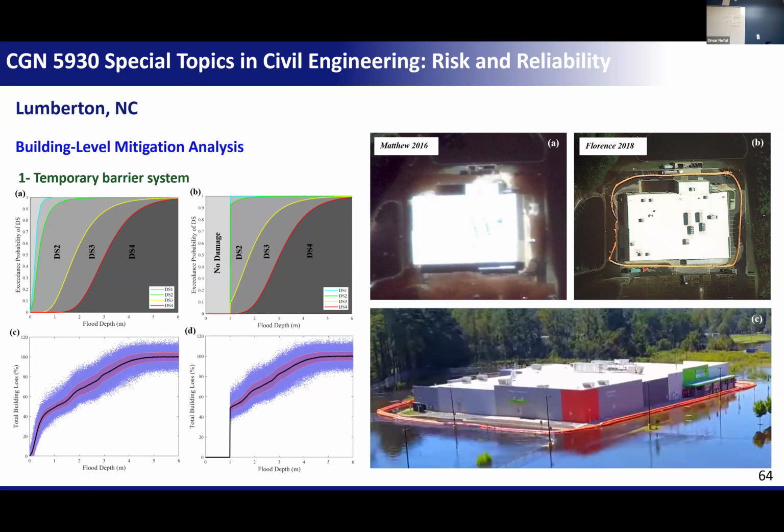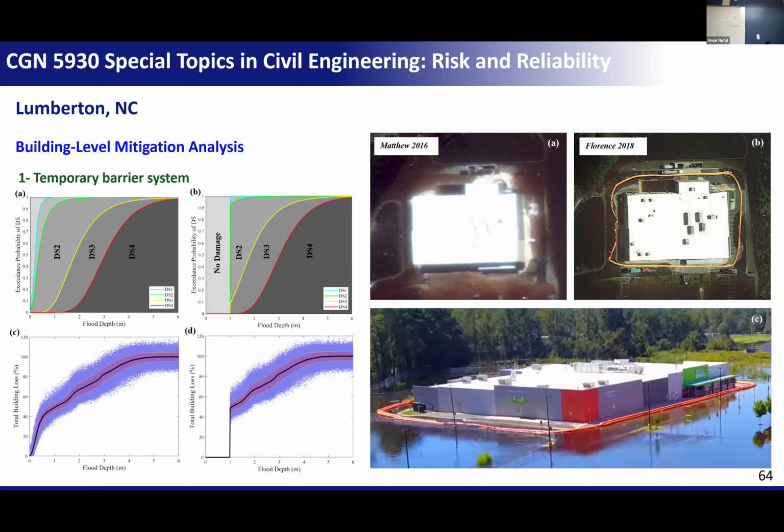This is Walmart in Lumberton. And if you can see, this is an aerial image. It shows how the water surrounded Walmart in Matthew 2016. So Walmart did something different in Florence 2018. They got some time and they built a flood barrier around this building.